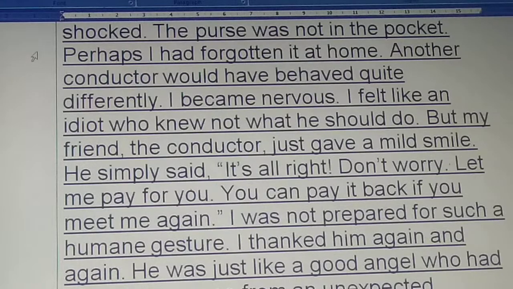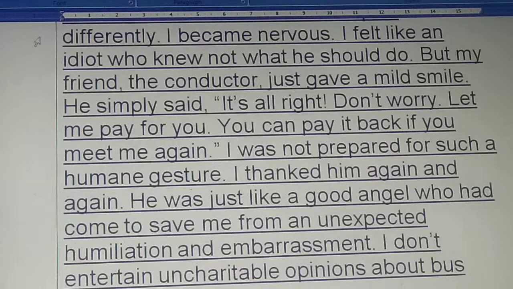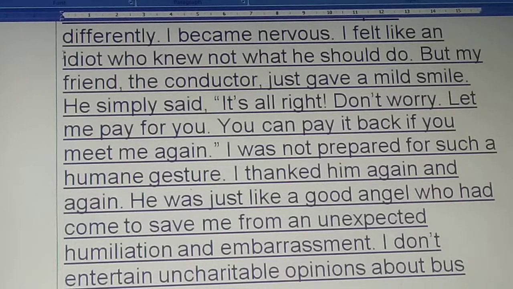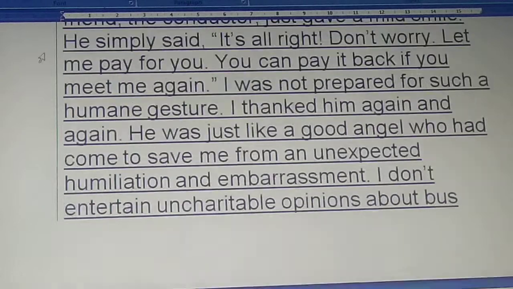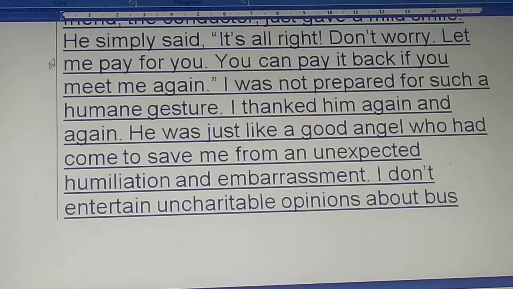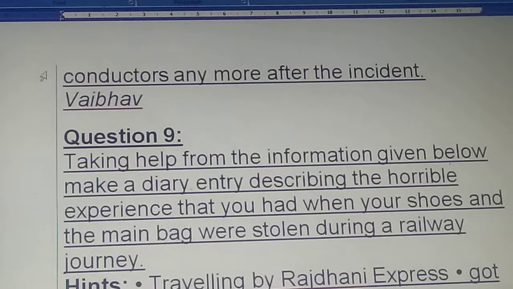But my friend, the conductor, just gave a mild smile. He said, "It's all right. Don't worry. Let me pay for you. So you can pay it back if you meet me again." So nice of him. Yes, I was not prepared for such a humane gesture. I thanked him again and again. It was just like a good angel who had come to save me from humiliation, embarrassment. I don't entertain uncharitable opinions about bus conductors anymore after the incident.